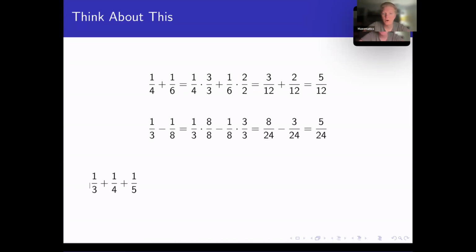If we wanted to add all three of them together, well, 3, 4, and 5 don't share any factors. So if we want to get all the denominators to look the same, we got to multiply this one by 4 and 5, this one by 3 and 5, this one by 3 and 4.